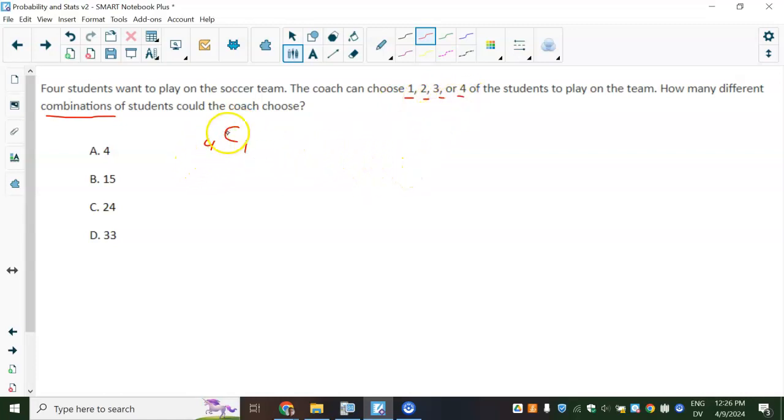So you've got to do 4C1. That's if he picked 1 player. And then if he was to choose 2, it'd be 4C2. And then if they were to pick 3 players, it would be 4C3, because again, the order doesn't matter. And then if you picked all 4, it would be 4C4. So you've got to add together all the different possible combinations, assuming they picked 1, 2, 3, or 4 players.